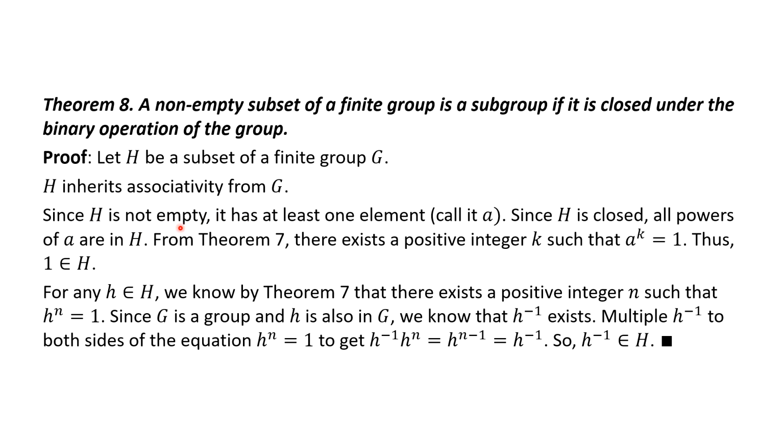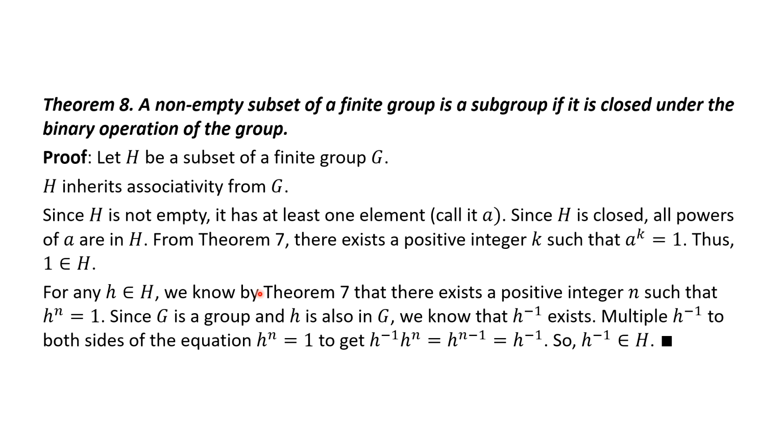Since H is not empty, it has at least one element, call it a. Since H is closed, all powers of a are in H. And then from Theorem 7 on the previous slide, there exists an integer k such that a to the k equals the identity. So we have the identity in our subset. So we have closure, we have associativity, and we have the identity.